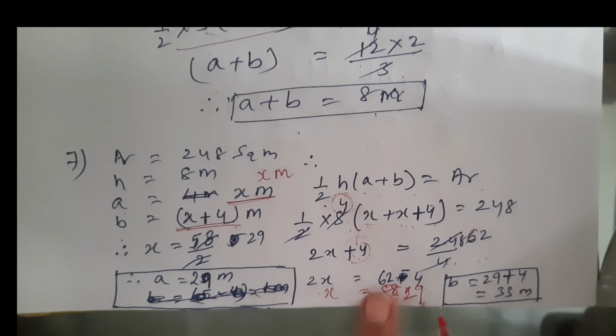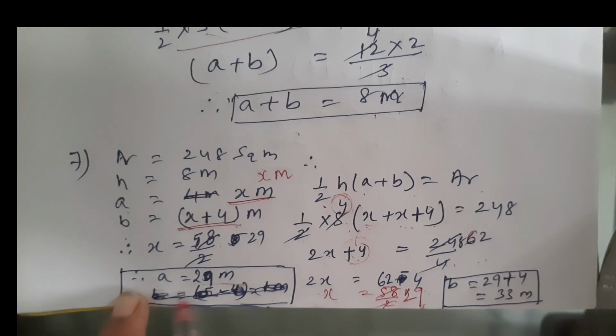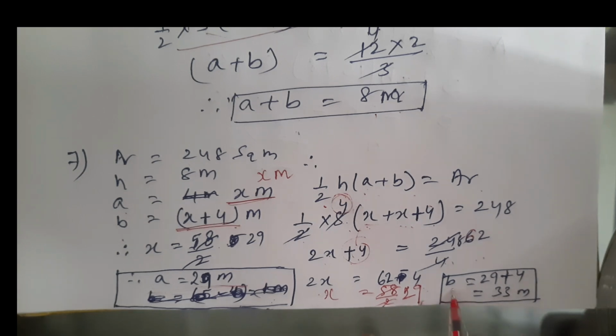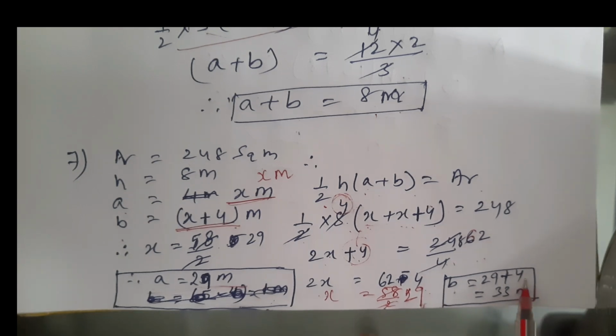As we considered, I made a as 29 meter. As we considered, the other parallel side is 4 greater than the first one. So to find b, we'll add 4 to 29. Thus b is 29 plus 4, 33.